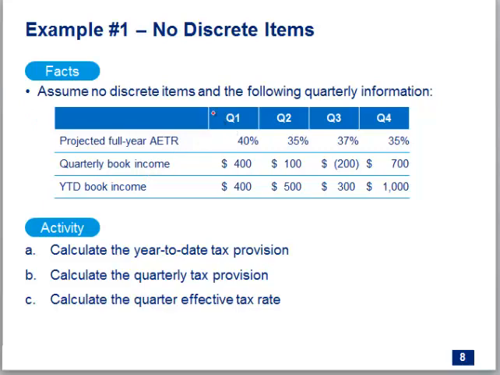So at Q1, we thought our annual rate was going to be 40%. Imagine you're the provision person, and you're sitting there at the end of March, and you think, gosh, if I look ahead for the year, what do I think my annual rate's going to be? I think it's going to be 40%. And remember, this is you sitting there at March 30th without the benefit of knowing what it is. You're guessing.